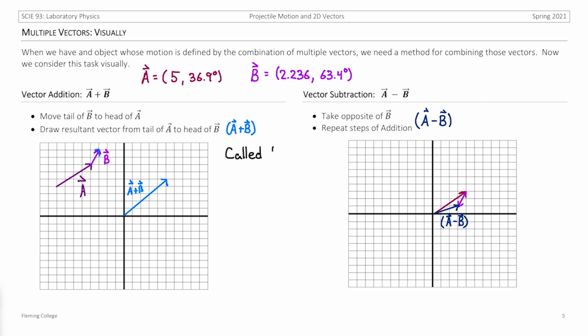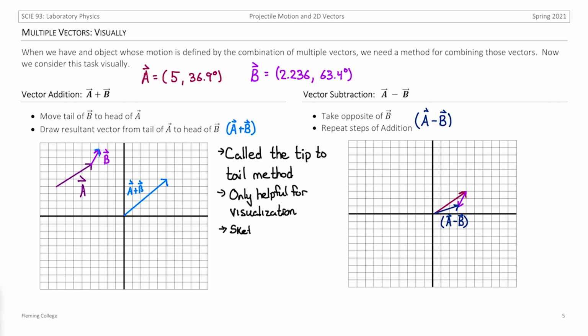Now, visually completing this arithmetic is called the tip to tail method. Again, it is simply a sketch, so it's only helpful for visualization because the sketch is too imprecise to try and determine exactly where these final vectors end up.